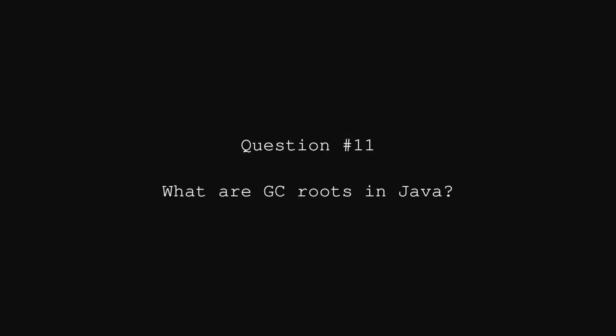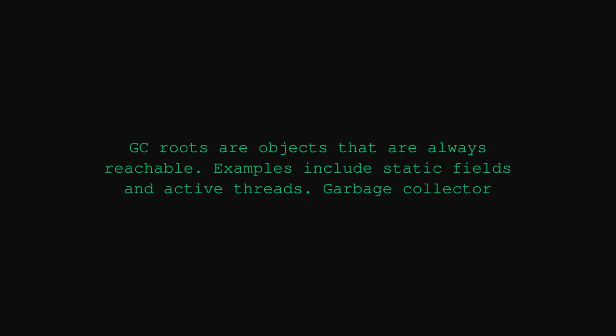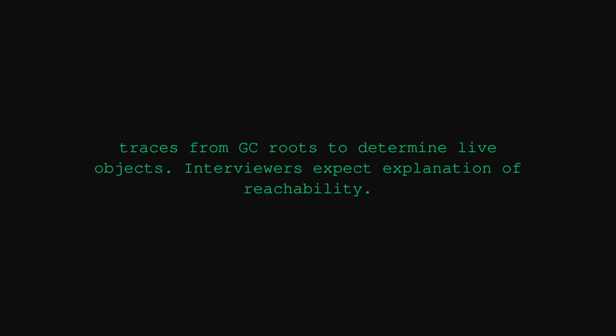Java interview question related to garbage collection. What are GC roots in Java? GC roots, or garbage collection roots, are objects that are always reachable. Examples include static fields and active threads. The garbage collector traces from GC roots to determine live objects. Interviewers expect explanation of reachability.